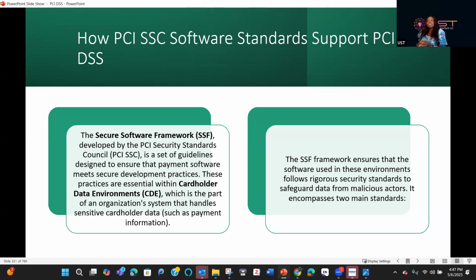These practices are essential within the cardholder data environment, which is the part of an organization's system that handles sensitive cardholder data, such as payment information. The SSF framework ensures that software used in this environment follows rigorous security standards to safeguard data from malicious actors. It encompasses two main standards.